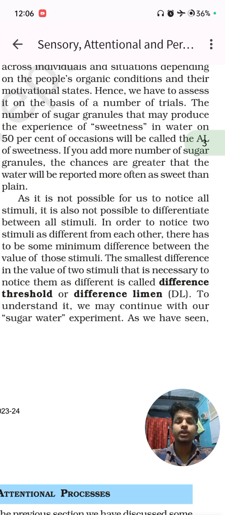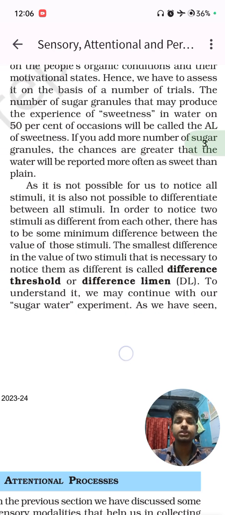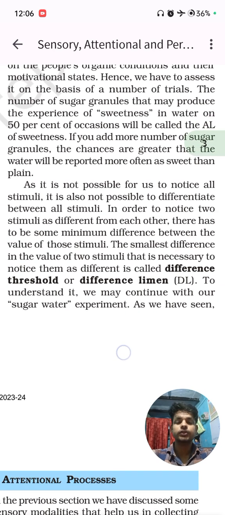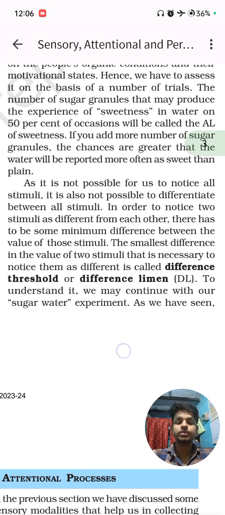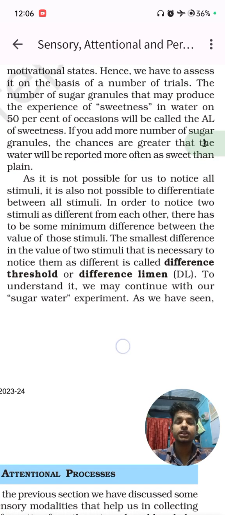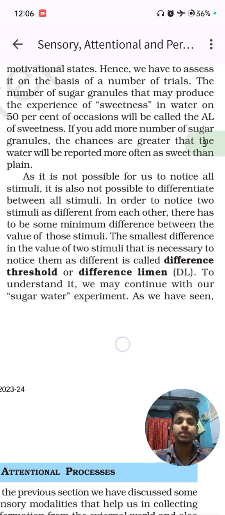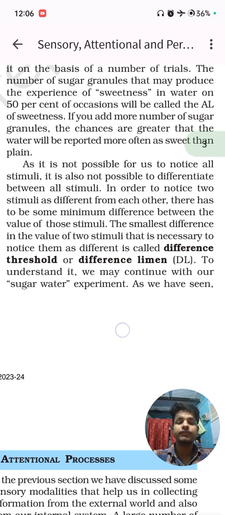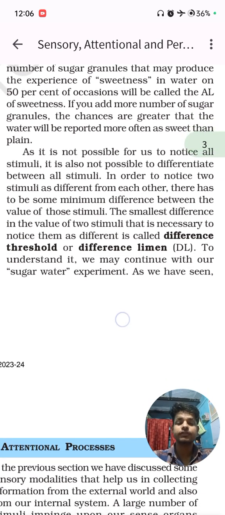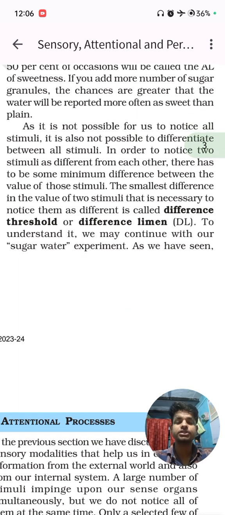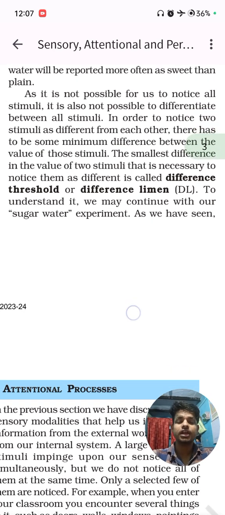As it is not possible for us to notice all stimuli, it is also not possible to differentiate between all stimuli. In order to notice two stimuli as different from each other, there must be some minimum difference between the values of these stimuli. The smallest difference in the value of two stimuli that is necessary to notice them as different is called the difference threshold or difference limen, DL.